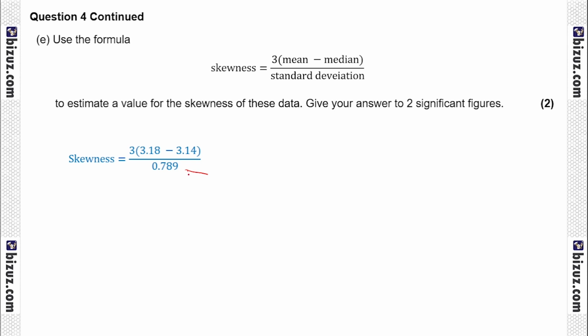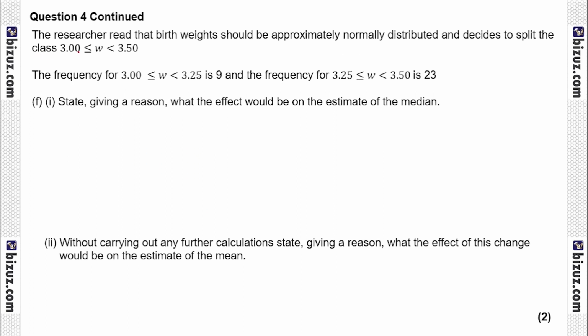You'd preferably save this in the calculator beforehand when you found the exact value. It's always good to do that so that we don't increase the errors in our calculations. So if we evaluate this, we get 0.152. If we round it to two significant figures, which is what this question explicitly asks for, we get 0.15.